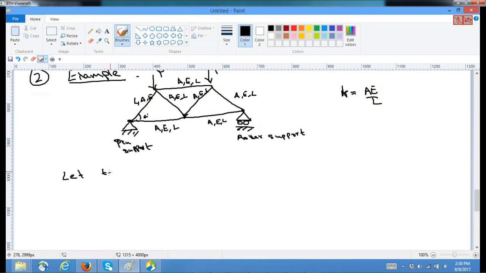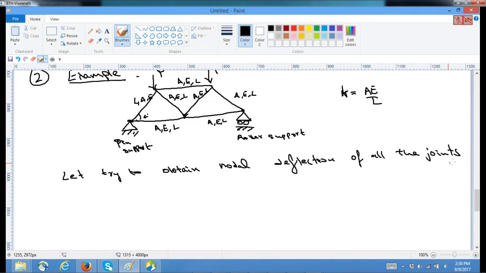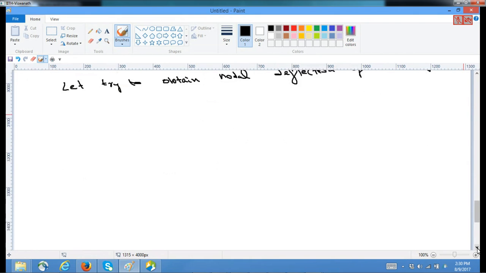Let's try to obtain the nodal deflection of all the joints. That is our goal. So let's try to solve this in a finite element sense. So let me redraw it. So let me take this.